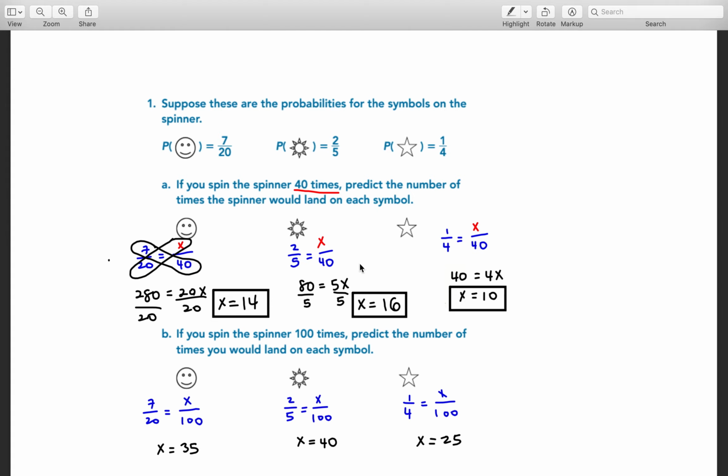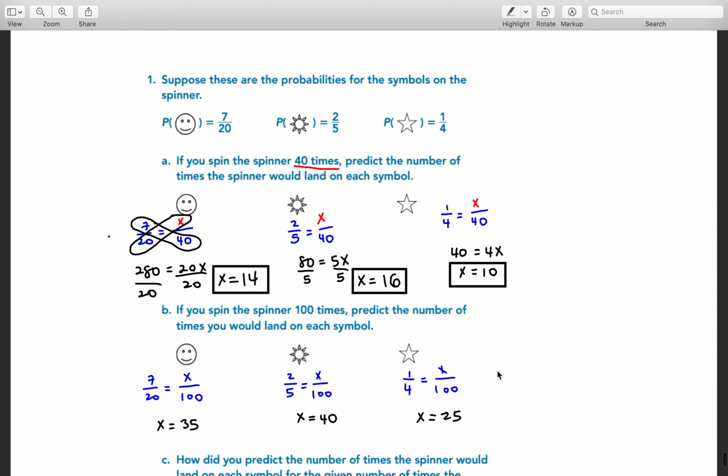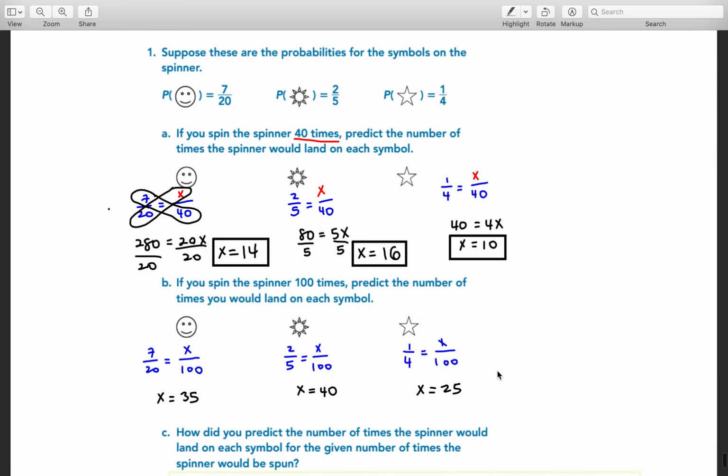Since part B is the same thing, I just gave you the answers here. If the spinner is spun 100 times, all you need to do is replace the 40 with 100. Take the same probability for each symbol and set it equal to x, the number of times the spinner lands on that symbol, over 100. You would get 35, 40, and 25.